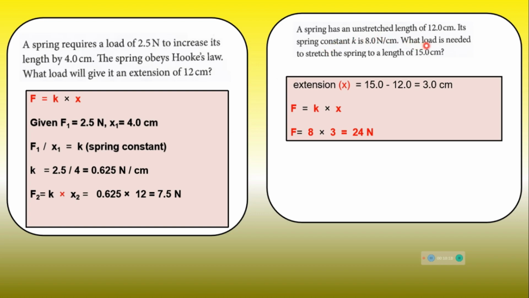Here a spring has an unstretched length of 12 centimeter. Unstretched length means when there is no load at the other end. Its spring constant is 8 Newton per centimeter. What load is needed to stretch the spring to a length of 15 centimeter? This is the total length when you apply load at the other end. So extension will be 15 minus 12, it is 3 centimeter. And K is given. So we can easily calculate load by multiplying K and X. So it is 24 Newton in this case.